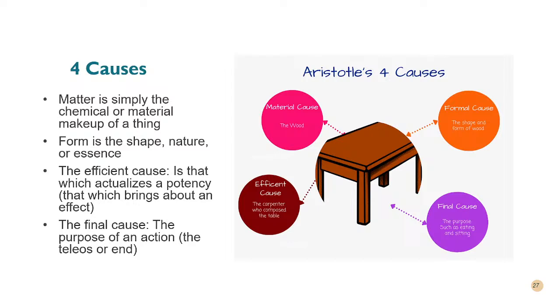The efficient cause is that which actualizes an effect or brings something about. The final cause is the purpose of an action. And lastly, the form is the shape, nature, or essence.